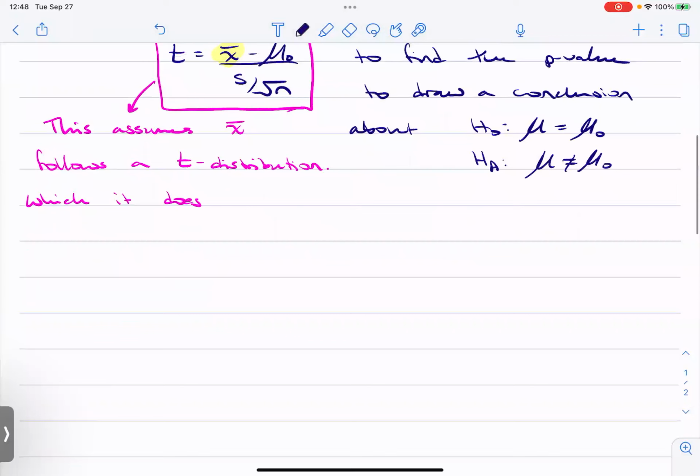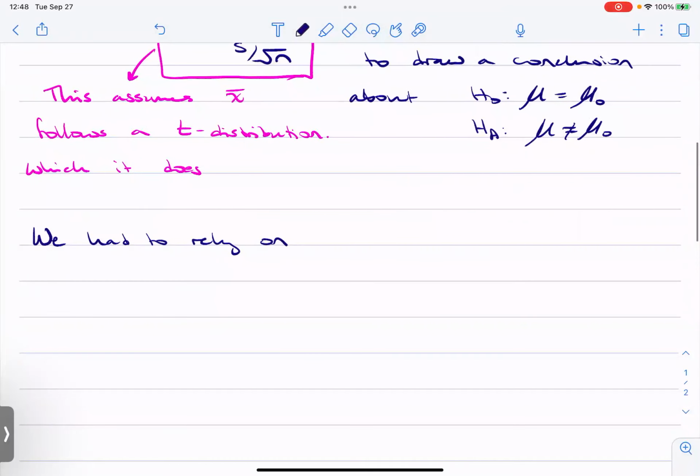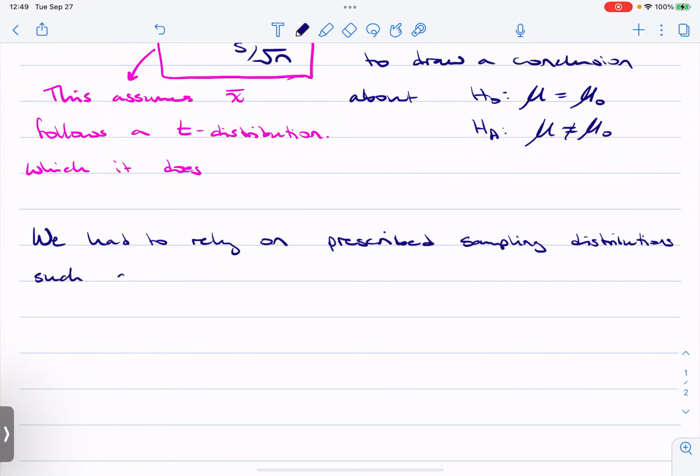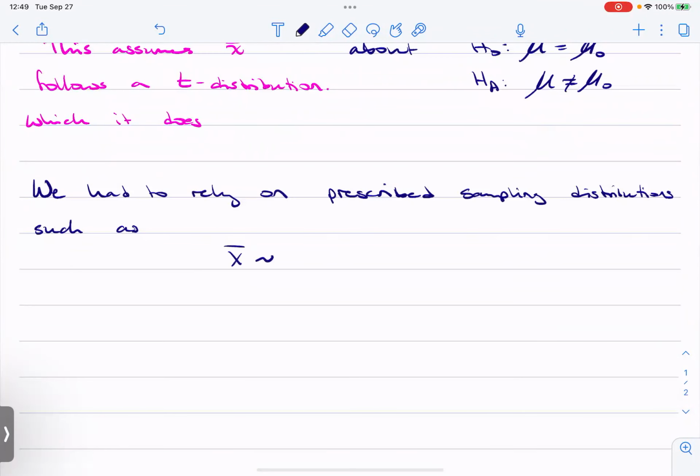And so we had to rely on these predetermined, or prescribed, let's call them prescribed sampling distributions, such as X bar follows a normal distribution with a mean mu and a standard deviation sigma over root n, to figure out the shape of X bar. Okay.